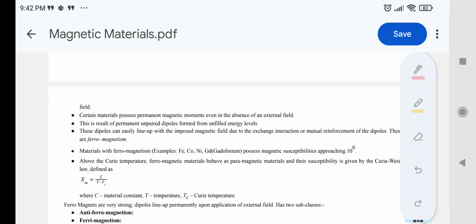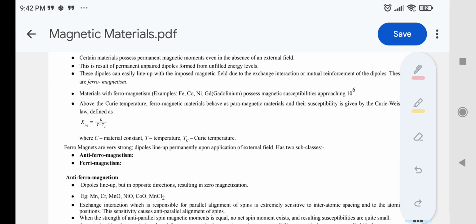Okay, you can calculate the susceptibility by the following equation, which is C divided by T minus Tc, where C is the material constant, T is the temperature, Tc is the Curie temperature. Ferromagnetics are very strong, alright, and the dipoles line up permanently upon application of an external field.